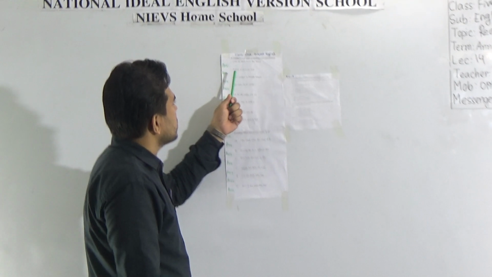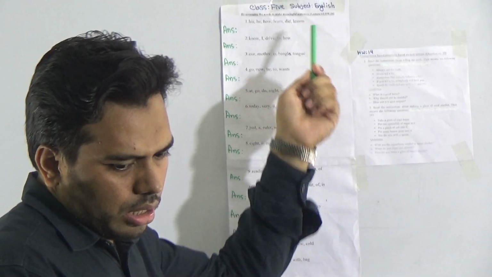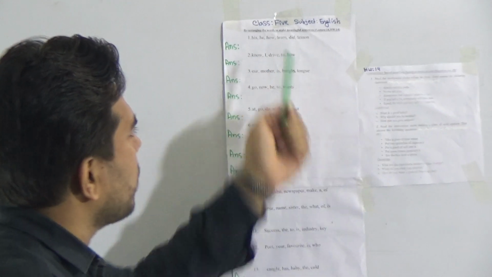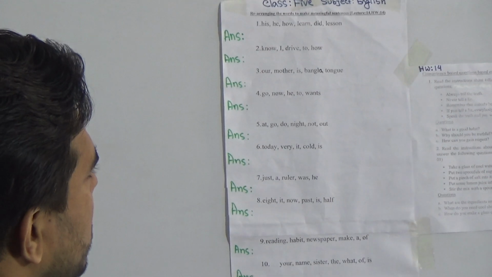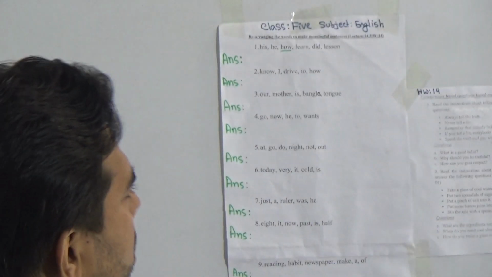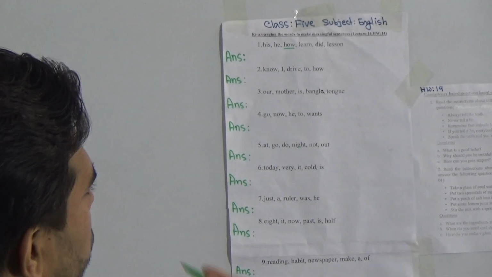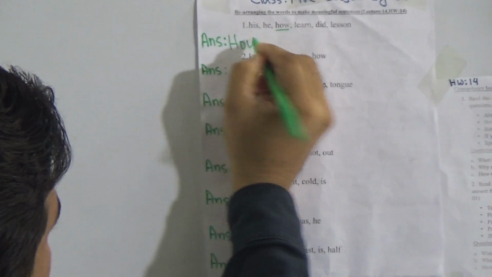My first question is: he, how, learn, he, did, lesson. So this is my question. Now you have to arrange the words into a sentence. First of all, you need to find out the subject. Here is a WH question given, so I think it's an interrogative sentence. So write the WH question first: how.